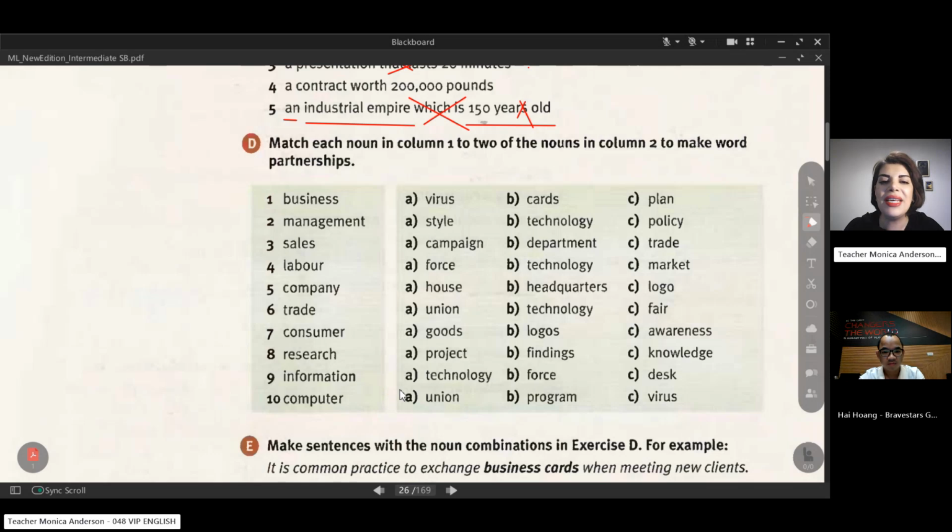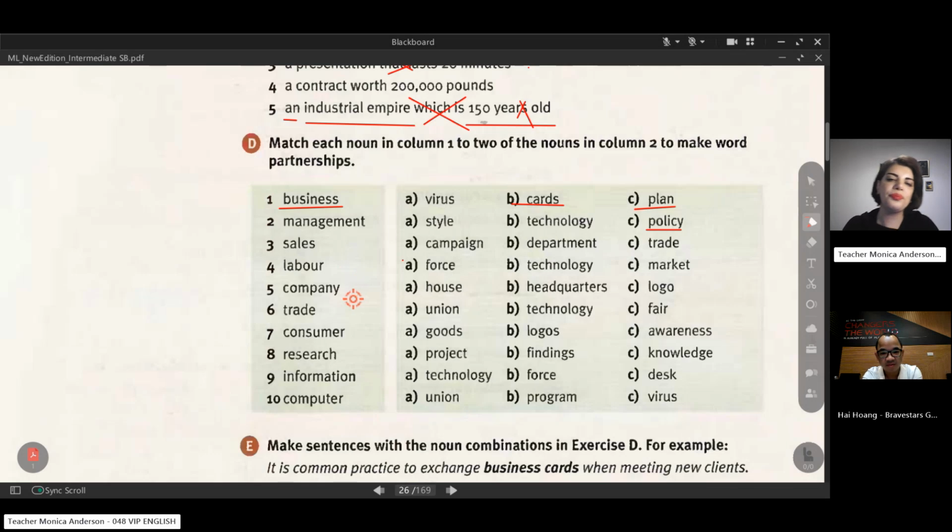Number 1, business. We're going to make collocations. So business card, of course, and business plan. Number 2, management style, and management policy. So 2A or B or C, just this one, okay?